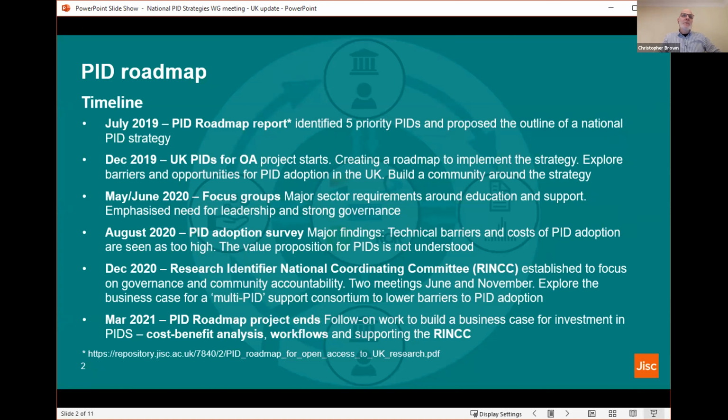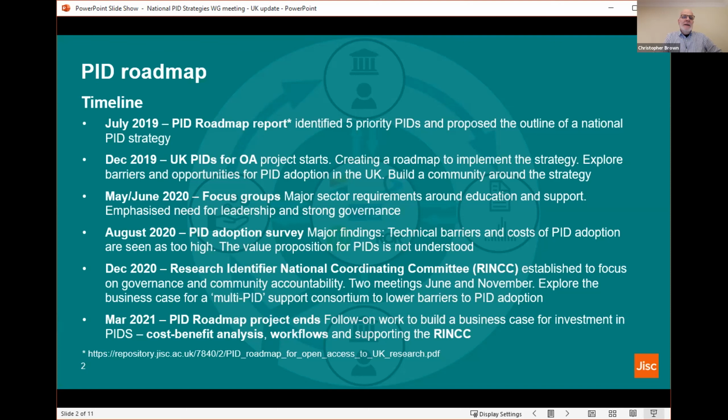What I wanted to highlight from that was the PID roadmap report, and there's a link there. The project, UK PIDs for Open Access, was funded by Research England for a lot of this work. Out of that, the main thing I want to point out is that the Research Identifier National Coordinating Committee was established. We've had 2 meetings; the second was yesterday. That was more about the governance, which I'll talk about in a bit, and exploring the business case for a multi-PID support consortium to lower the barriers for PID adoption.